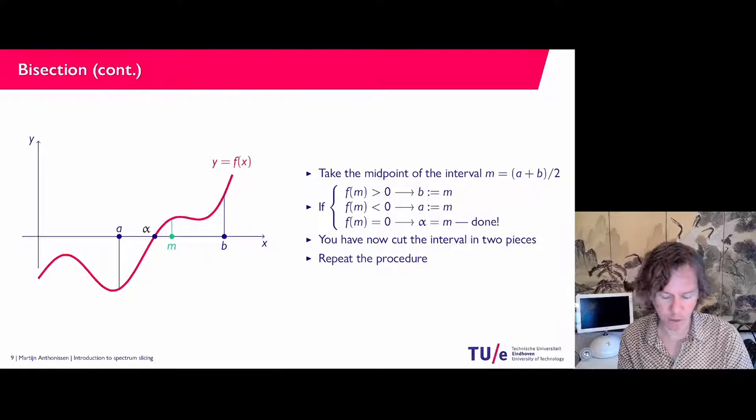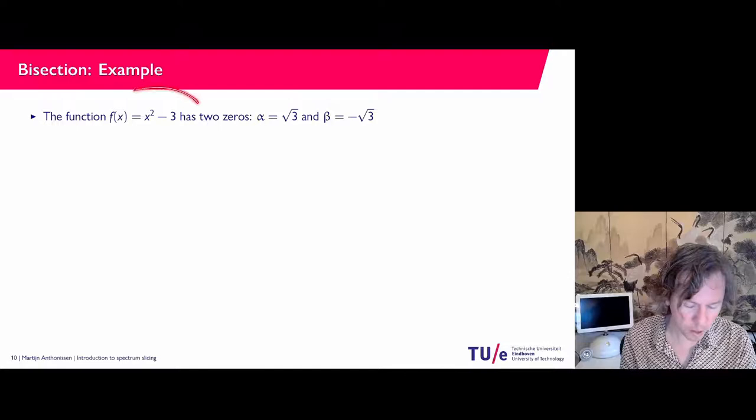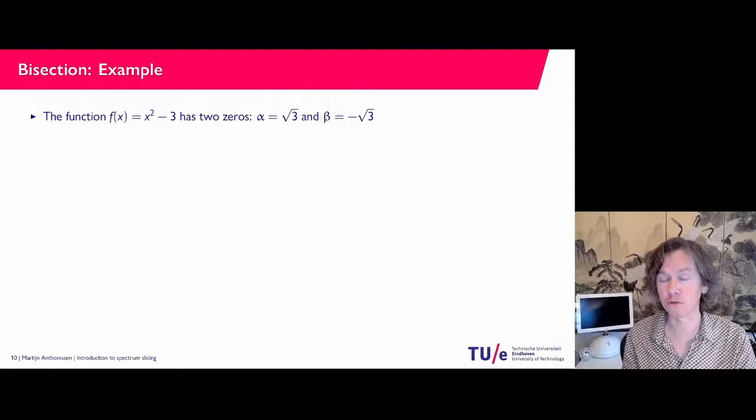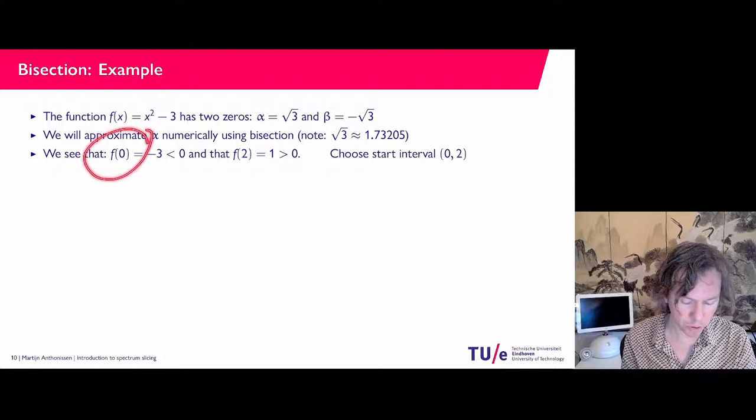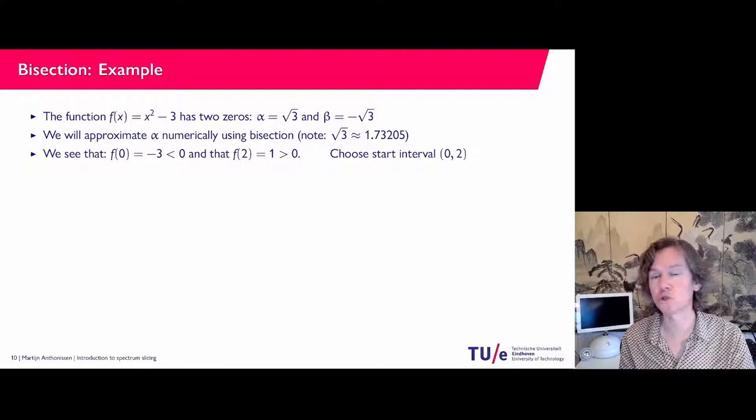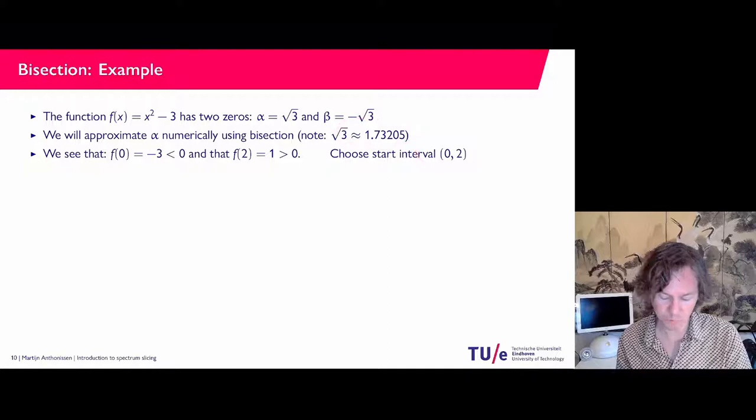So just as an example, if you have a parabola, x squared minus 3, then you can easily find that alpha equals square root of 3 is one of the zeros. If you approximate that with bisection, we know this from a calculator or MATLAB or whatever, you can find easily an interval, say from 0 to 2. In 0, the function is negative. In 2, it is positive. So this is a suitable interval. And indeed, of course, 1.73 fits in 0, 2.